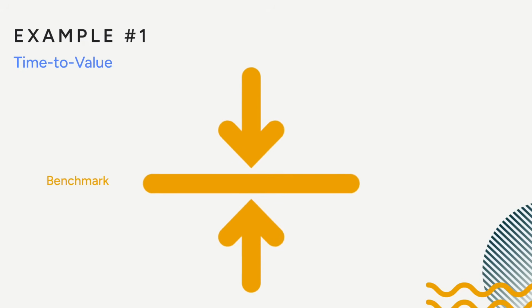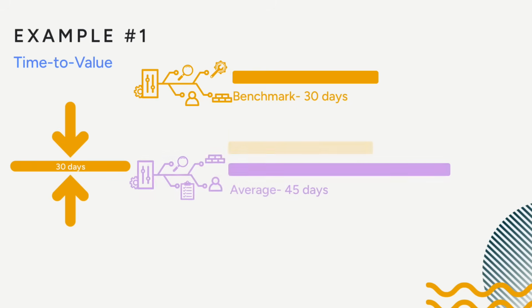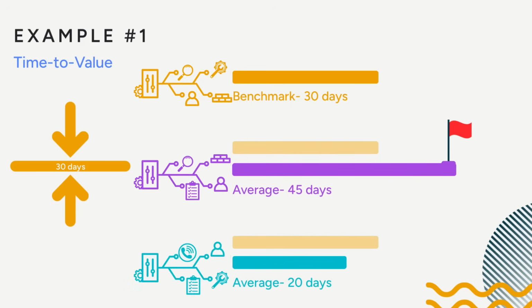For example, let's assume that our time to value benchmark to complete onboarding is 30 days. If we find that the average duration of our onboarding portfolio is more than 30 days, that could signal that we're trending behind our set goal. On the other hand, if our average duration is less than 30 days, that could be interpreted as a positive trend.